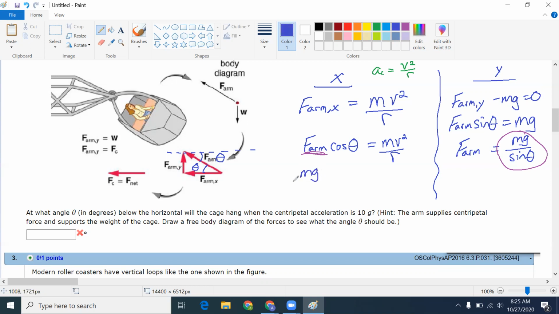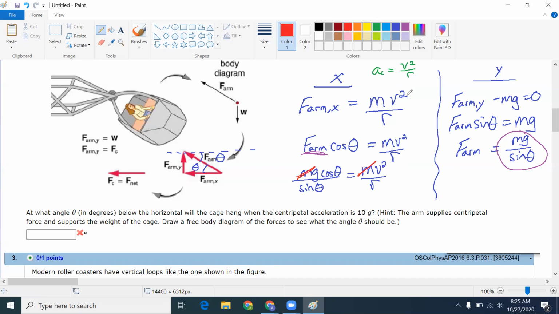And that'll give me mg over sine theta. Then I have the cosine theta as well, and that equals mv squared over r. All right. In order to solve this, I'll see mass will cancel out. My v squared over r, that is the acceleration.